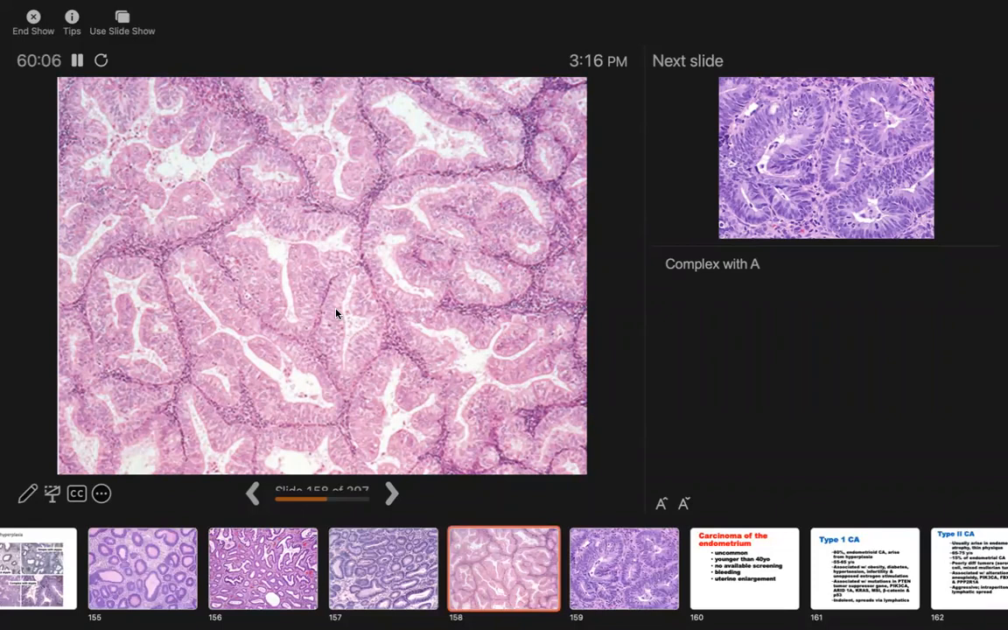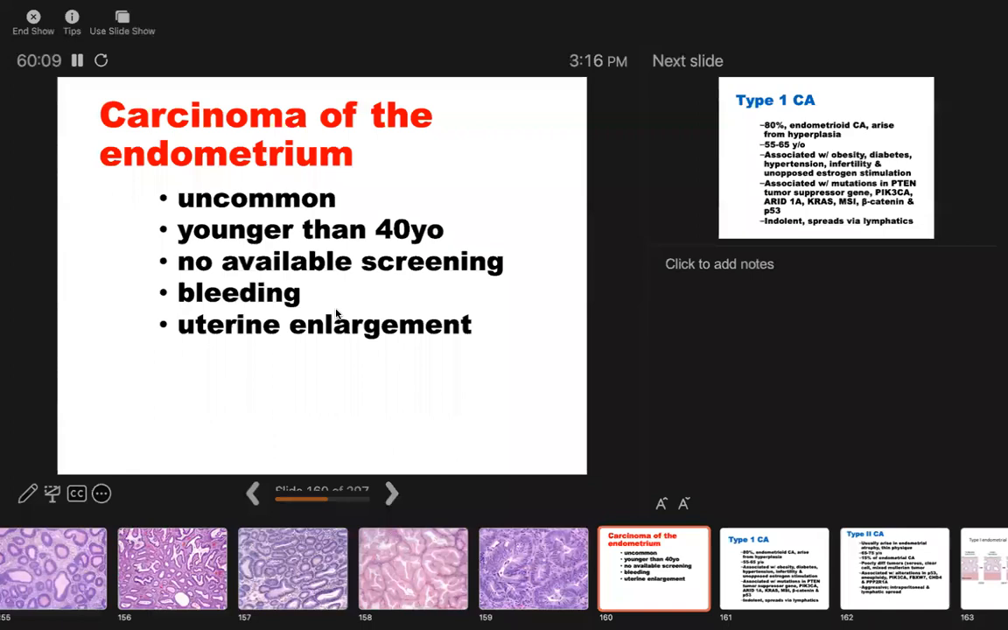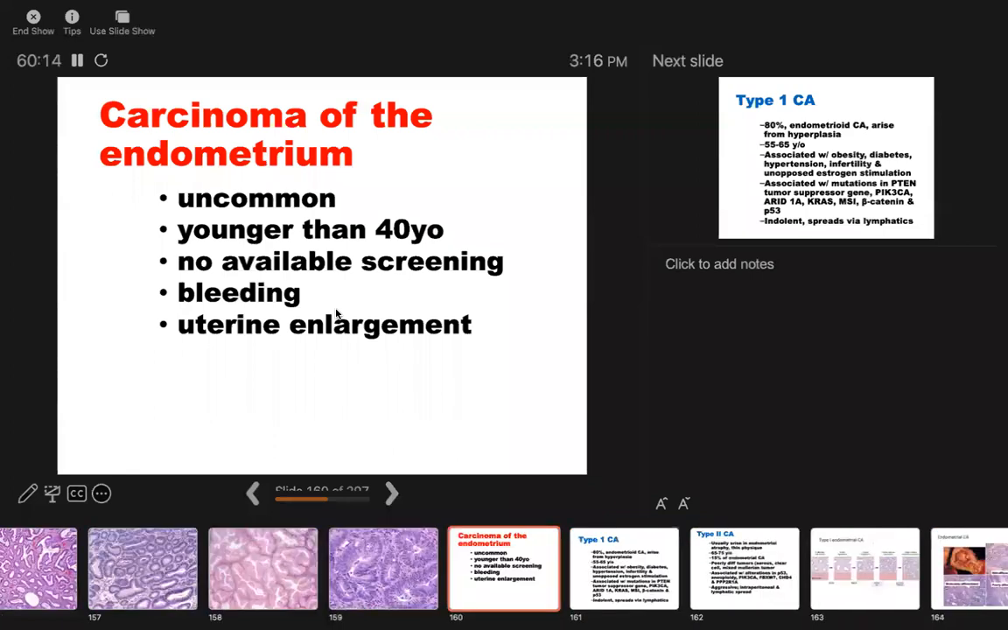Okay. So why is hyperplasia important? Because eventually it may give rise to malignancy. And when we're talking of malignancy of the endometrium, we actually have 2 types of endometrial carcinoma.